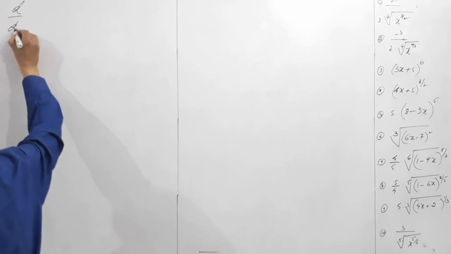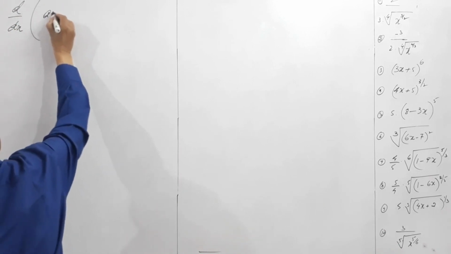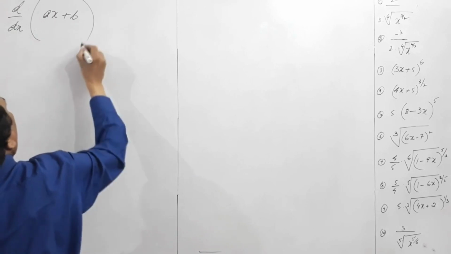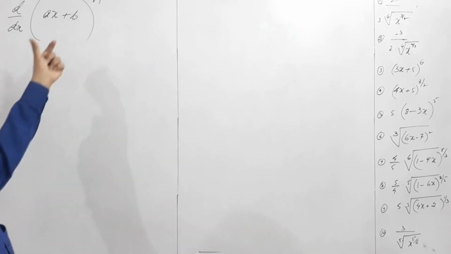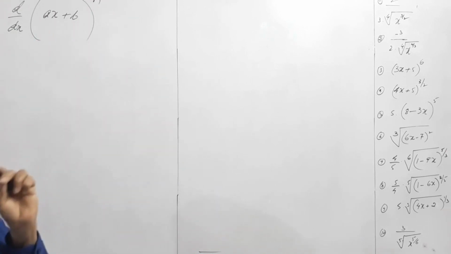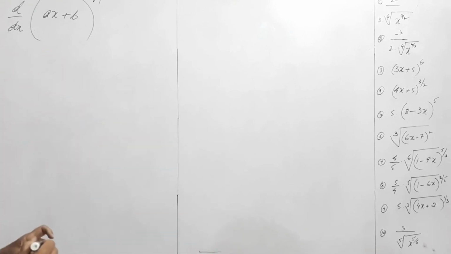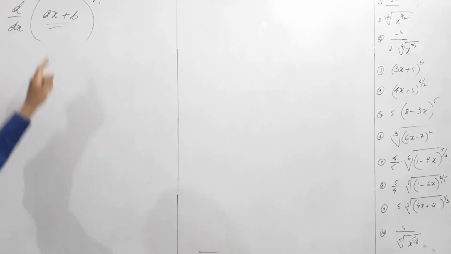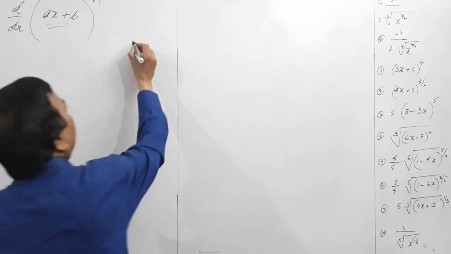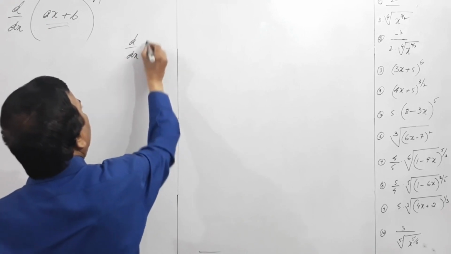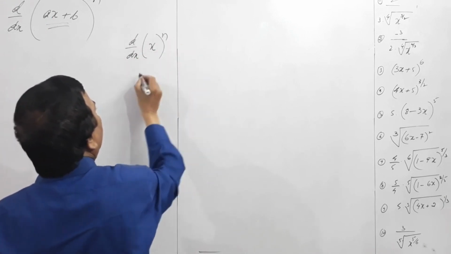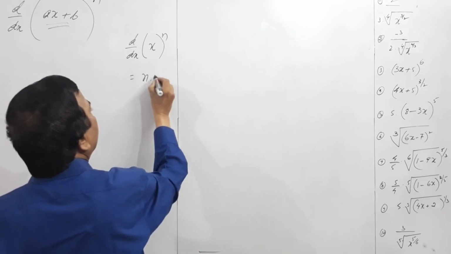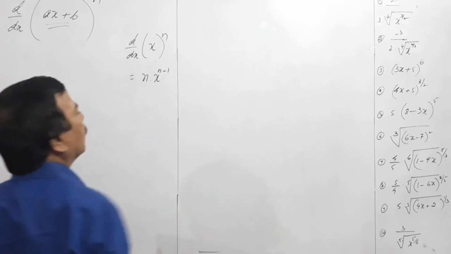Dear students, now let us get into another type, that is d by dx of (ax plus b) to the power of n. This is nothing but a sum rule only, but indirectly you are into it. But let us see what it is. What's the solution for this? See here, we'll try to treat this as x to the power of n itself. So we know the solution for d by dx of x to the power of n, right? It is n into x to the power of n minus 1, right?